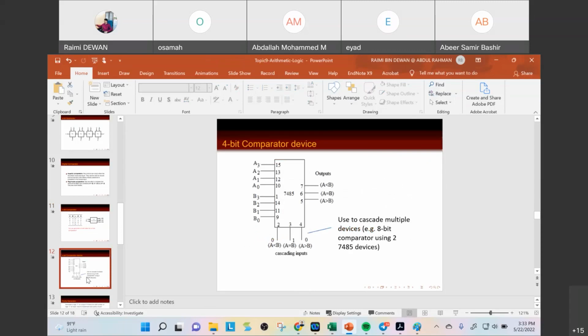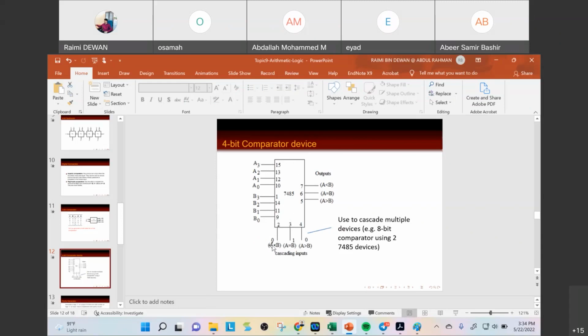Okay, so next is a 4-bit comparator. This one I already showed just now, indirectly, but I didn't show the chip, but it's the same thing. So you see this one is the cascade. Depends. For example, it's going to compare A3 until A0 and B3 until B0. This number is actually the number of the leg of the chip.